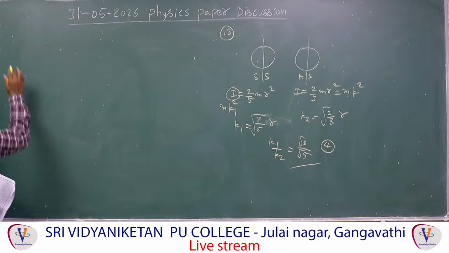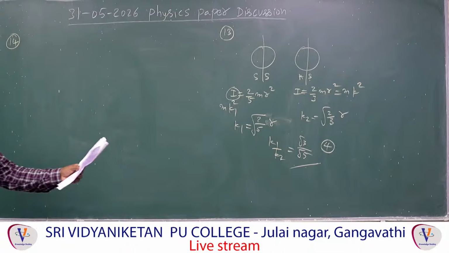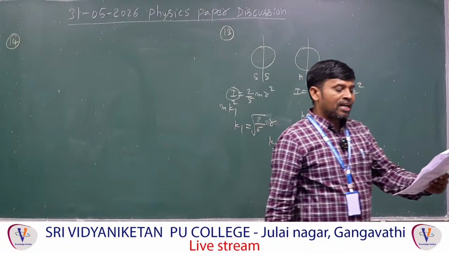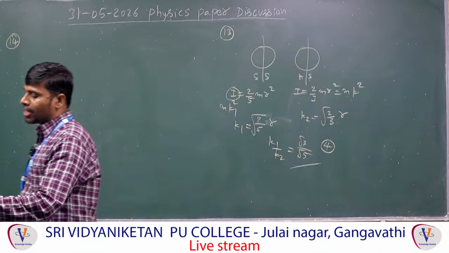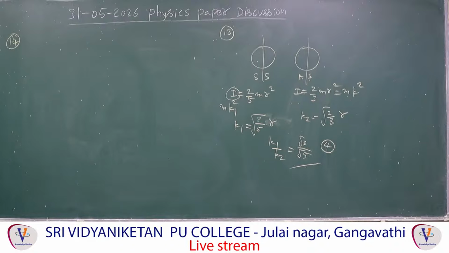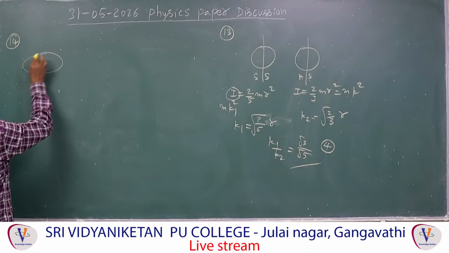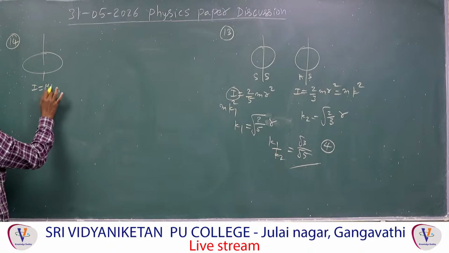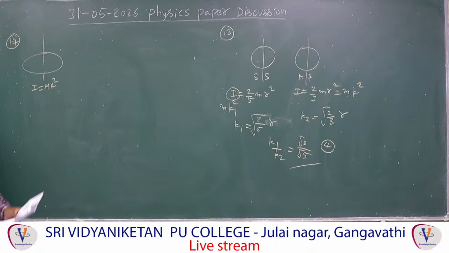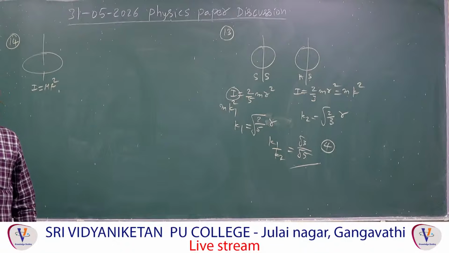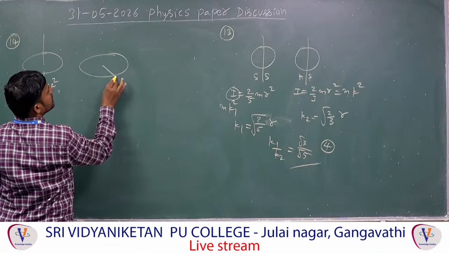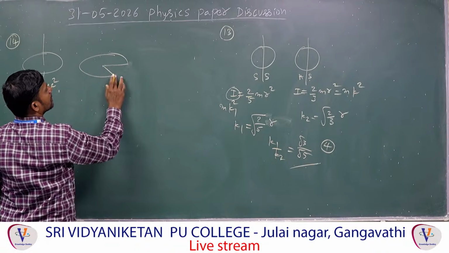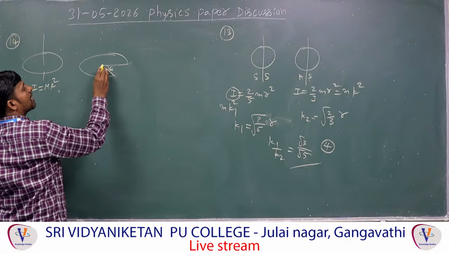Now problem number 14. For a complete ring of mass m and radius r, an arc of length pi r by 3 is removed. What is the moment of inertia of the incomplete ring about an axis passing through the center and perpendicular to the plane? This is the ring. What is the moment of inertia? Mr square. But in this one, an arc of length pi r by 3, just the r value removed, pi by 3. Pi by 3 means 60 degrees. A 60 degree part is removed like this one.